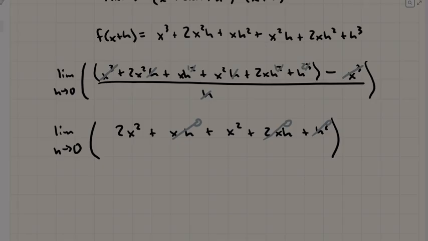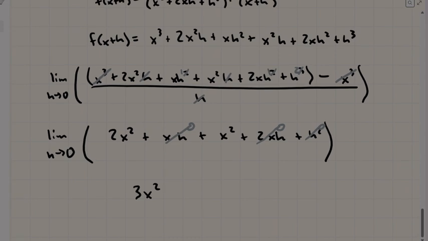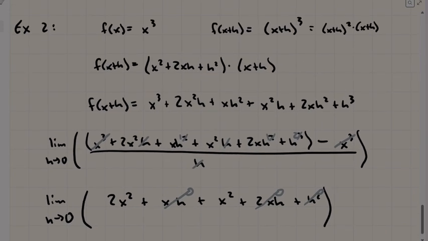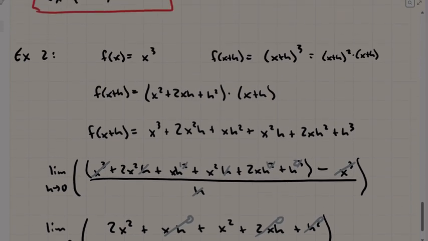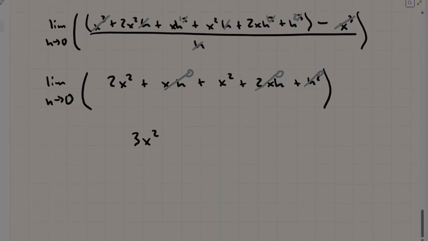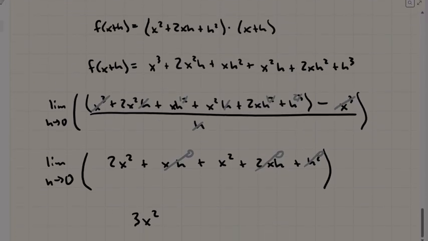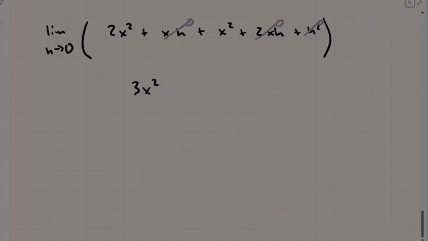That's 2x squared plus another x squared. So that'll be 3x squared. And so remember, this method is the definition of the derivative. And so our function was x cubed. And so what this means is we're saying that the derivative of x cubed equals 3x squared.